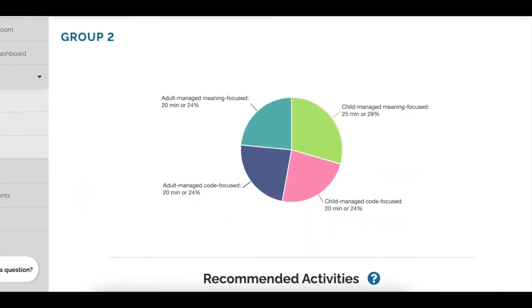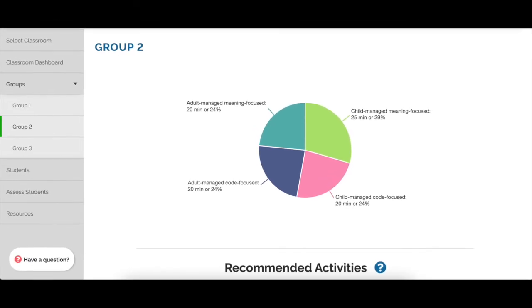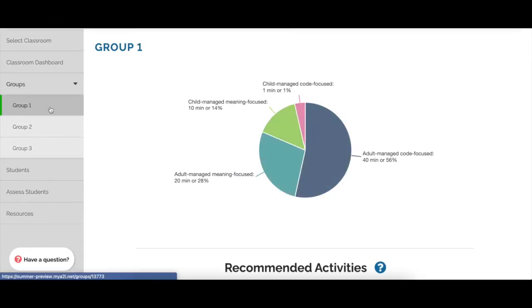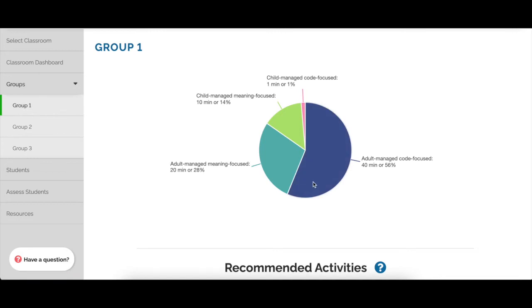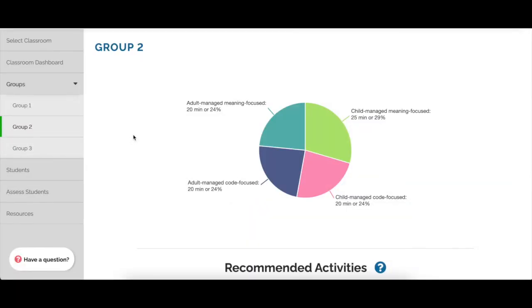Now that you understand the 4 categories, let's take a look at how to use the pie chart to plan out a group's reading time. The larger sections show where the groups should be spending most of their time, and the smaller sections less time. Using this pie chart, here's an example of what activities could be done for this group of children.